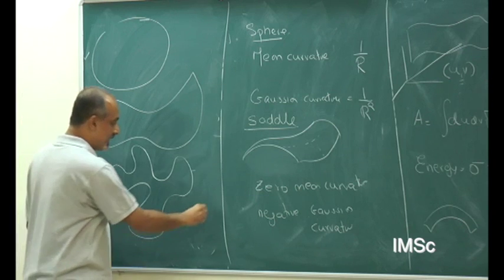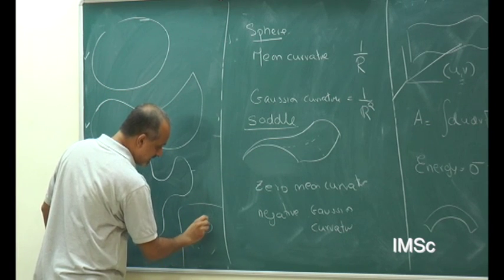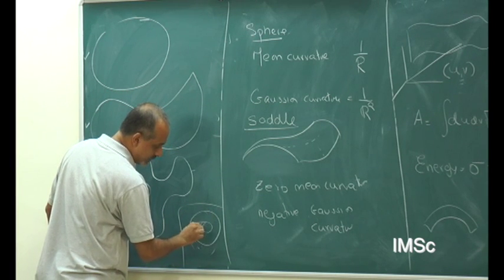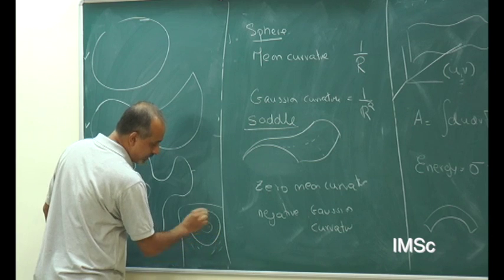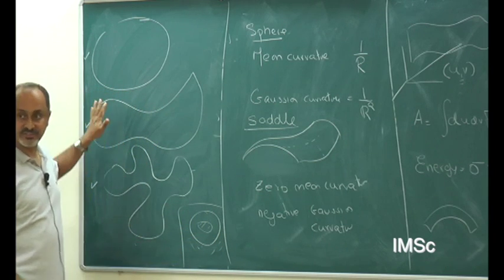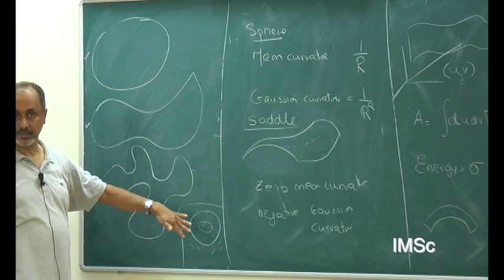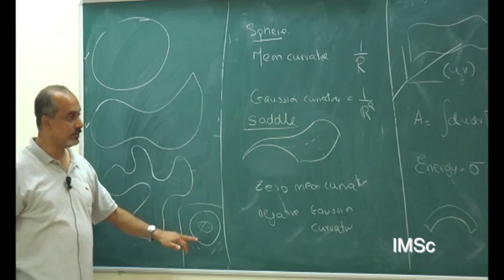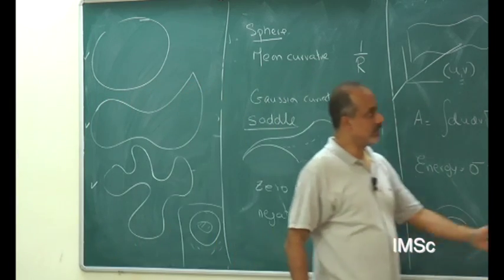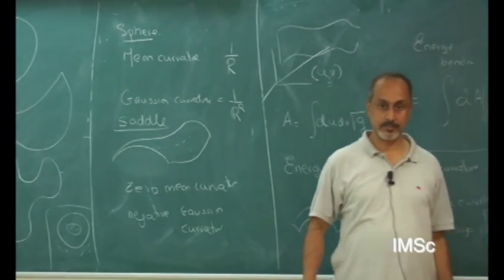It's only if I have a surface for which I have to actually break material, so I make a little hole here, then the topology changes. It goes from the topology of a sphere to the topology of the donut. This has a different value for the integral of the Gaussian curvature.